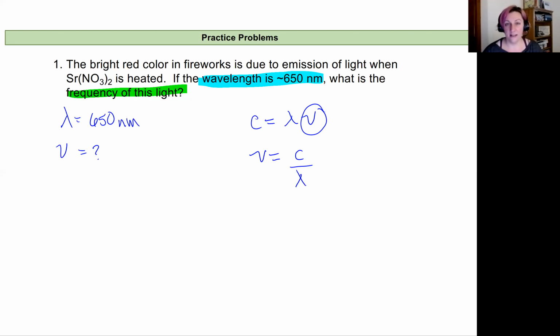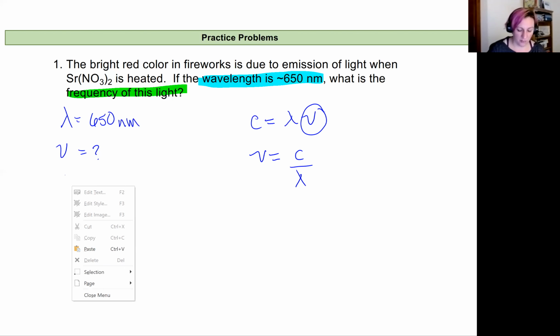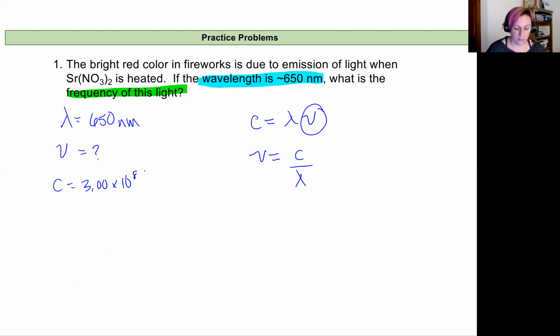So in this sense, it's a pretty straightforward application of this equation. The only thing that is going to be tricky is the units on the speed of light and our wavelength. The speed of light, remember, is equal to 3.00 times 10 to the 8th meters per second. And our wavelength units are in nanometers. So we have to do a conversion to get these in the same units. And I typically convert into meters personally. That's just kind of the way I do it.